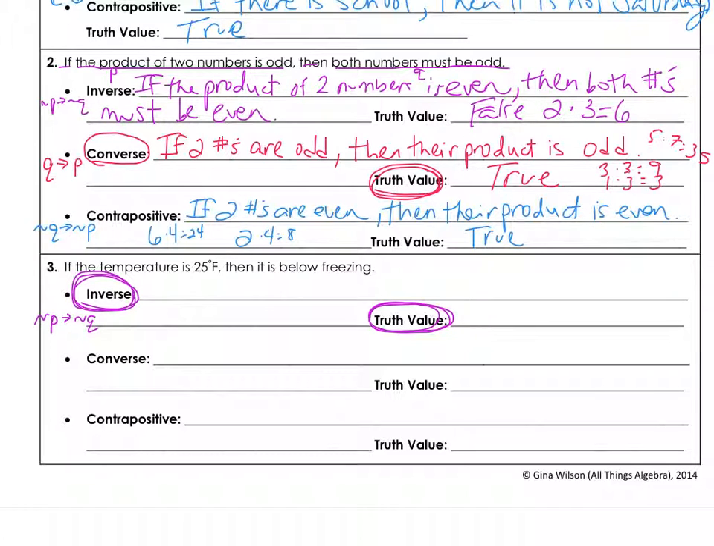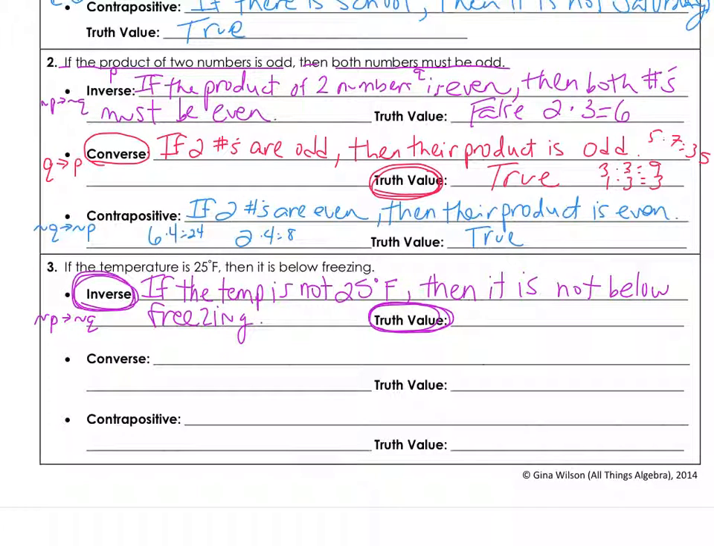All right, so for the inverse, you should have written, if the temperature is not 25 degrees Fahrenheit, then it is not below freezing. For your truth value, you should have put false, because if it's not 25 degrees Fahrenheit, it could be 26, 27, 28, 29, 30, it could be 75, but there's a few numbers, so 26, 27, 28, 29, 30, 31, that would be below freezing. So any of those would be your counterexample. So it could be 28 degrees, and that is still below freezing. Also, you could have had a temperature that was negative or less than the 25, and any of those would also work.